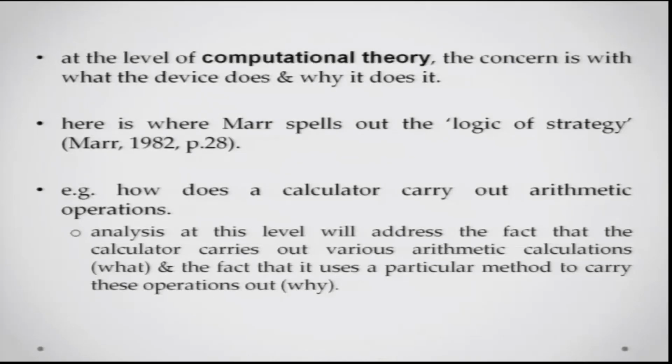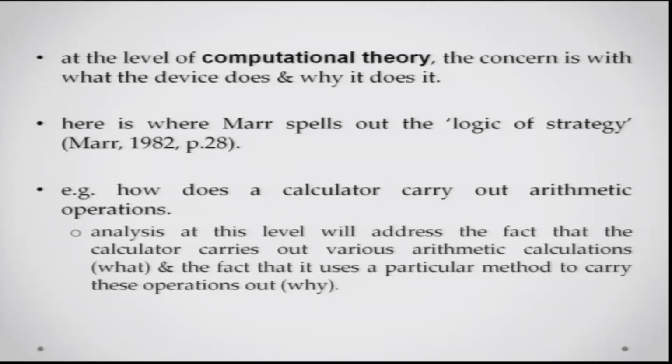At the level of computational theory, you are basically concerned with what the device needs to do and how and why it is doing it. Here is where Marr spells out something which is the logic of strategy. How do you go about doing something? You are not doing it yet, you are not really exactly planning all the steps, but how do you need to do it? Say, for example, how do you make tea? You need to have milk, water, tea and sugar. This is your computational level. You know that these 4 things are needed to make tea.